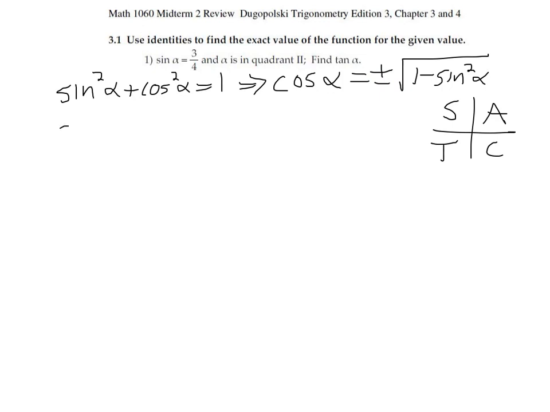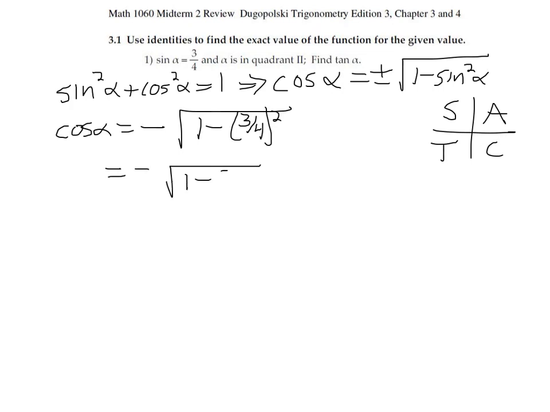Now let's continue on. Cosine alpha is therefore negative square root of 1 minus, now sine alpha is 3/4, squared. Simplify that. That is negative square root of 1 minus 9/16, which is negative square root of 7/16, doing a little fraction work. This reduces to negative square root 7 on top and 4 on bottom. So that's cosine. We have cosine now, but we're trying for tangent.